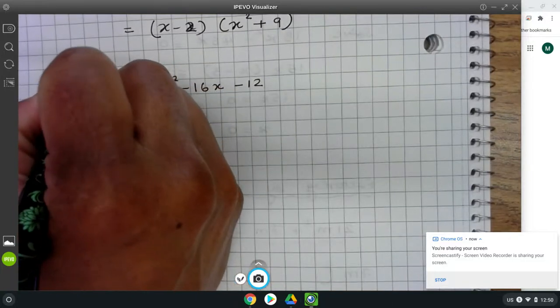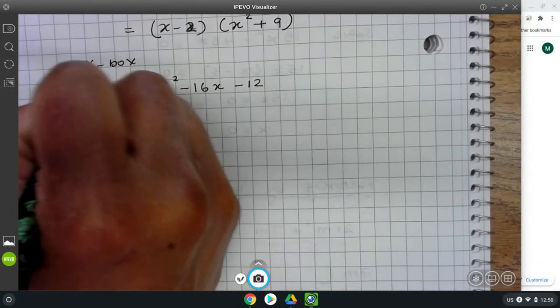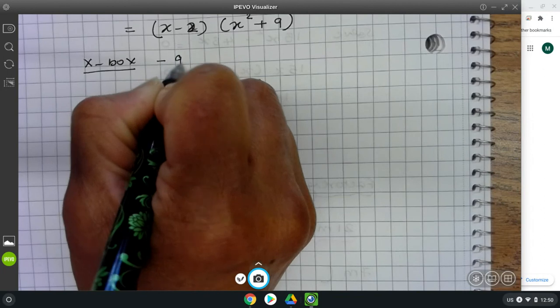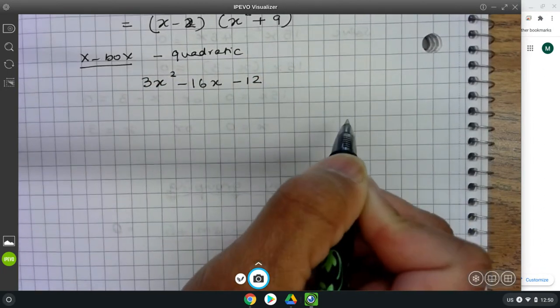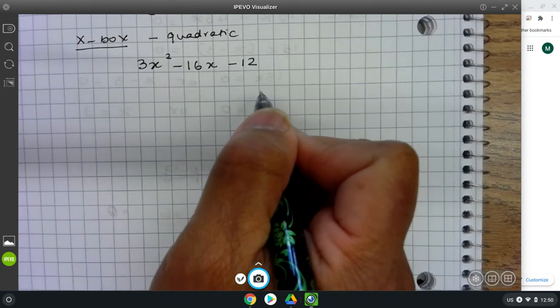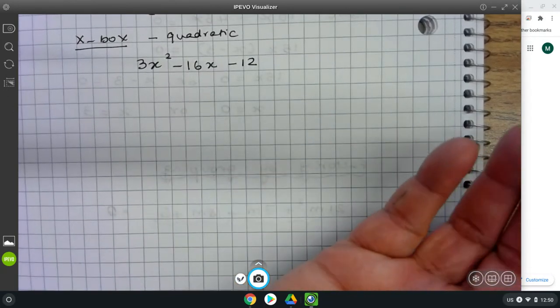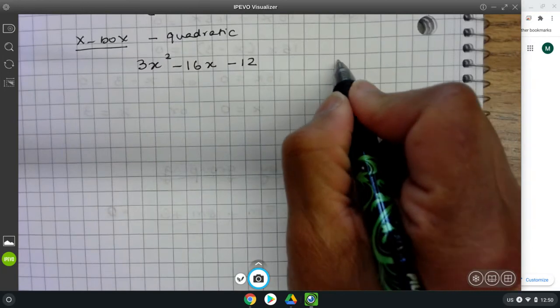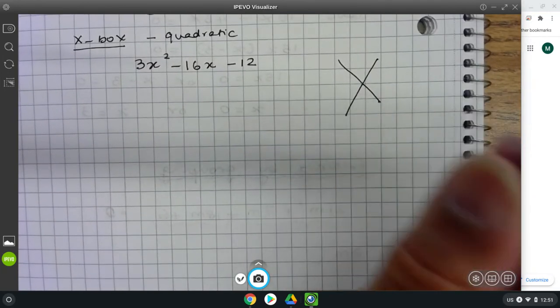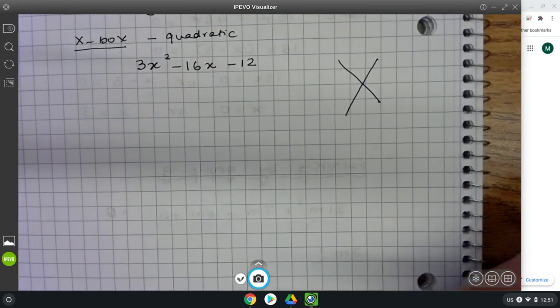All right, the last method we're going to see is the Xbox method. It works when your function is a quadratic, and it has to be a trinomial like this one. The way the Xbox method works is it builds off of the area model that we already know how to do. You draw an X, and this is the easiest way to factor any quadratic.